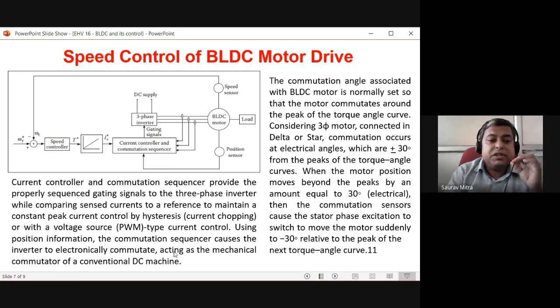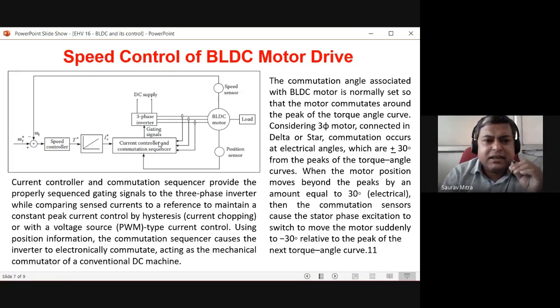So using position information, which is given by this feedback 2, the commutation sequencer causes the inverter to electronically commutate. You can just find out all this theory, whatever small theory is given, but the main understanding is that all the inputs, feedback, or command input are taken and given to the DSP processor. The DSP processor takes the decision accordingly, and after that this three-phase inverter is actuated, and the three-phase inverter produces output voltage accordingly, getting the signal from the DSP processor.